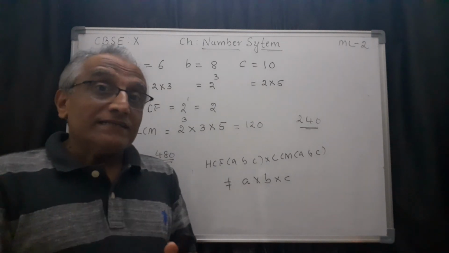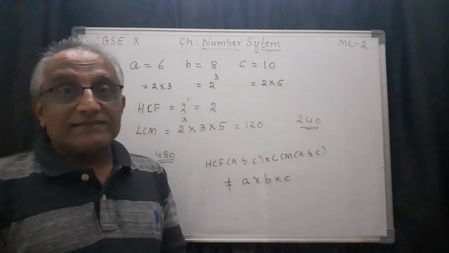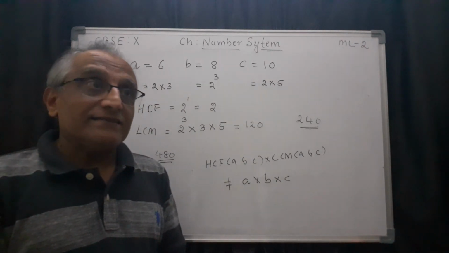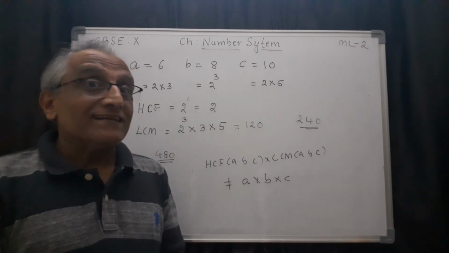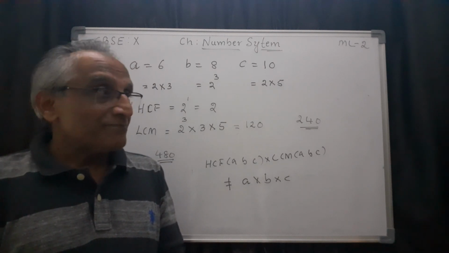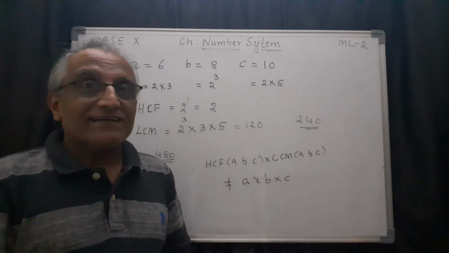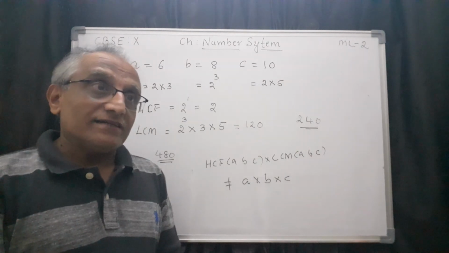Let us meet in the next class, that is main lesson 3, with some more examples, and then we have to proceed to learn irrational numbers. That also we studied last year. We have to take up irrational numbers once again. There are many interesting properties we shall study in the next class.